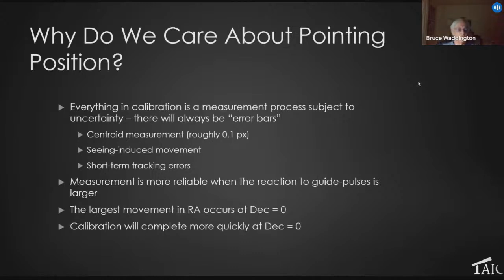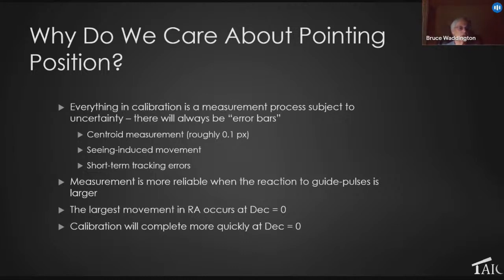It's because of something I alluded to before, which is that what we're doing here is a measurement process. And it's just like physics lab. Every time you make a measurement, there's some error bar associated with that. There's some amount of uncertainty about that. And the uncertainties come from these little minor tracking errors. They certainly come from all the seeing-induced movements because the guide star's bouncing around. And below that, there's an inherent measurement uncertainty when we're talking about identifying the positions of the various guide stars.